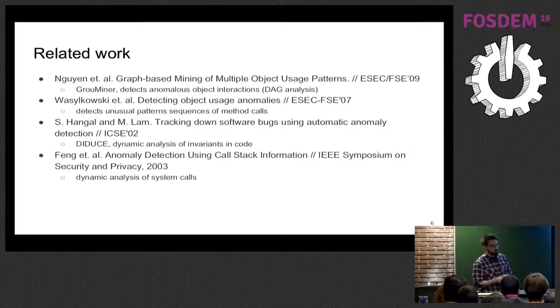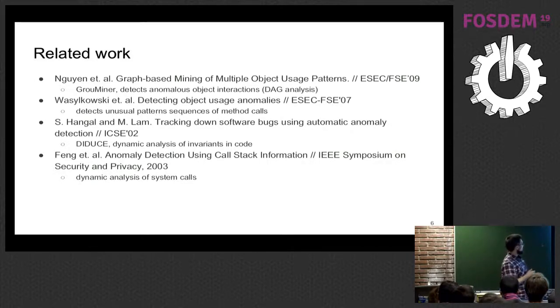in this graph. The second one uses a somewhat similar idea, but they build user models of objects using their sequences of method calls. And they also apply graph-based anomaly detection techniques. They are very helpful if you're trying to find bugs in your programs. So these approaches basically target language users, not language developers, as we intend to.